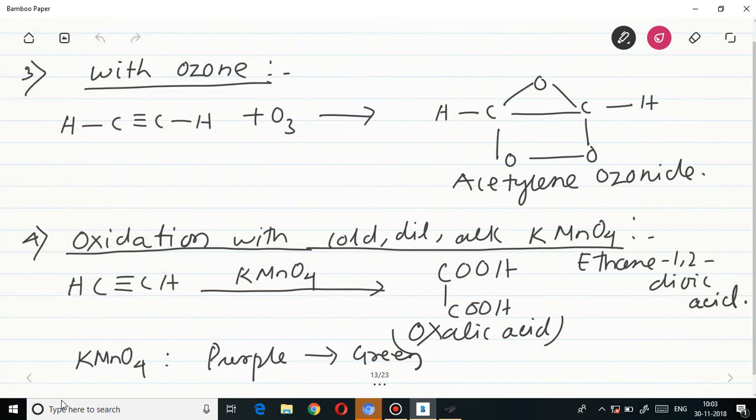Next reaction. Now here again is the reaction with ozone. Remember there it was ethene and here it is ethyne. The common name is acetylene, and from ethylene the compound prepared was known as ethylene ozonide. So from acetylene, the compound prepared will be acetylene ozonide. Now you can see the difference in the structure. There it was a ghar, here it is a mandir.